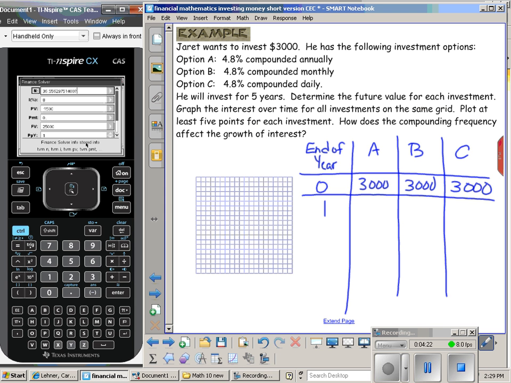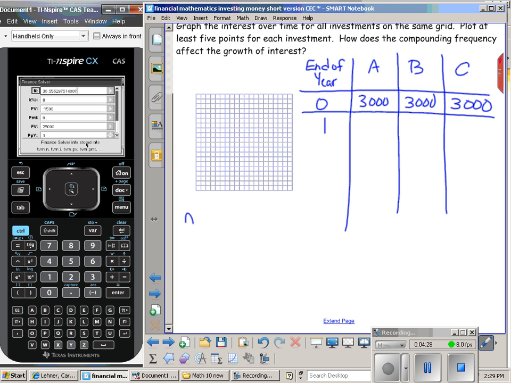Now option A, if we are plugging these into the graphing calculator, the N is the value that's going to change from A to B to C and within each particular part. Our interest rate for all of these was 4.8. Our present value for all of these would be negative 3,000. We have a payment of 0. Future value is what we're looking for in all cases. Payment per year, this is going to change.